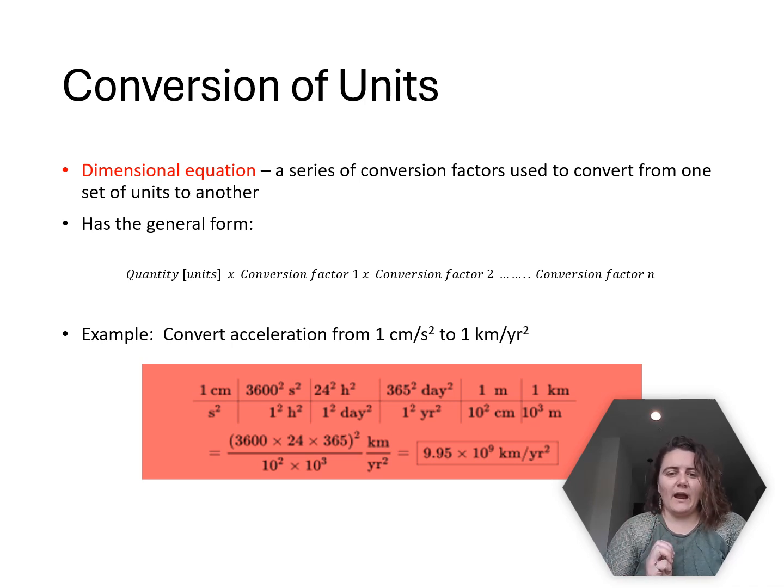We know there's 24 hours per day, but again, those quantities are squared. There's 365 days per year. 1 meter is equal to 100 centimeters, and then 1 kilometer is equal to 1,000 meters. And if we do all that math, you'll see the final answer there of 9.95 times 10 to the 9th kilometers per year squared. So hopefully you got that answer, and if not, no big deal. Take a pause, make sure that you understand each step, and if you have questions, please come see me in office hours.